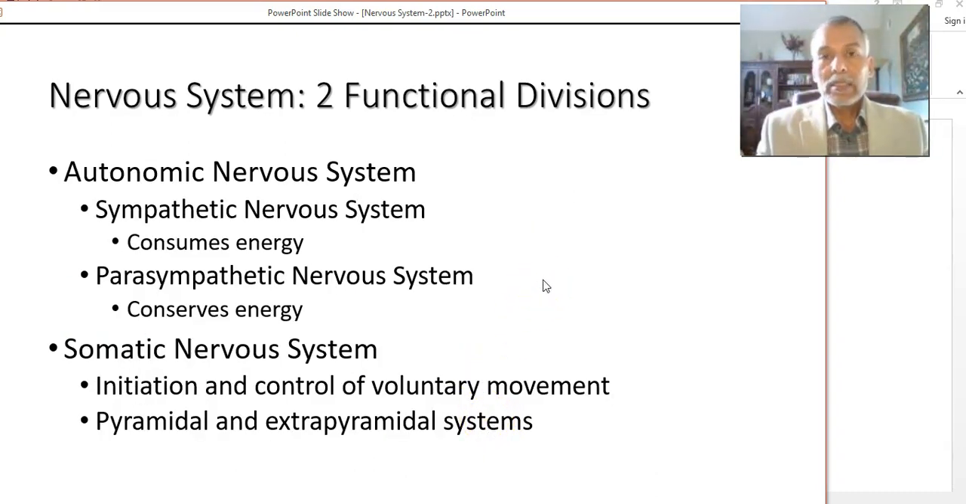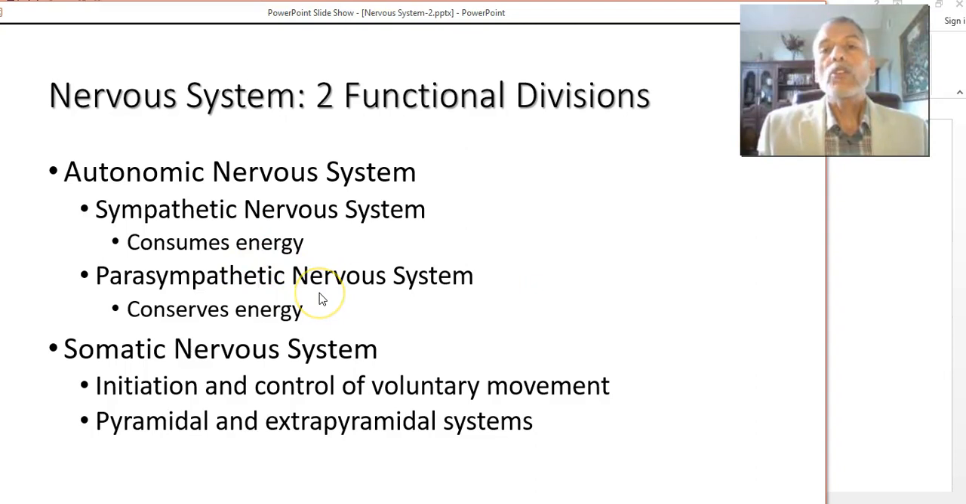The class is anatomy and physiology. So we spoke about the two major anatomic or structural divisions of the nervous system. Now, the nervous system is also divided into two major functional or physiological divisions. It means in terms of function, there are two major branches.